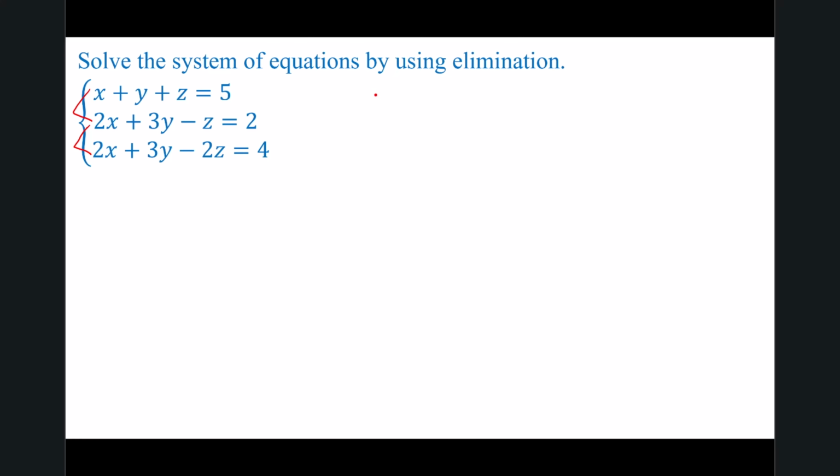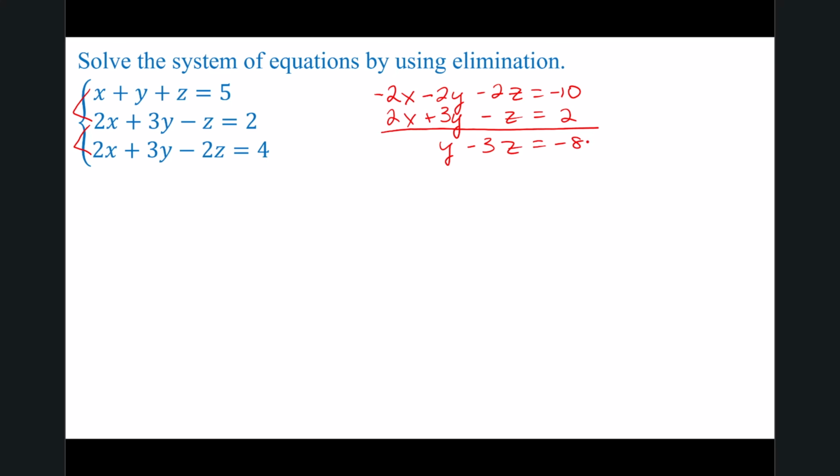So I multiply the top equation by -2, and I get -2x minus 2y minus 2z equals -10. The second equation, I'm going to write it as it is right underneath, and then add the 2 equations together. Then I get 0x, 1y minus 3z equals -8. Then I'll take the second 2 equations.